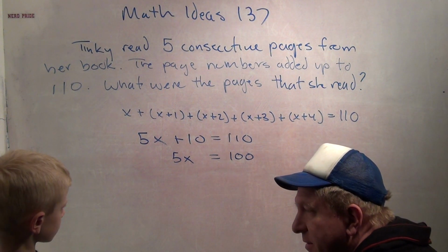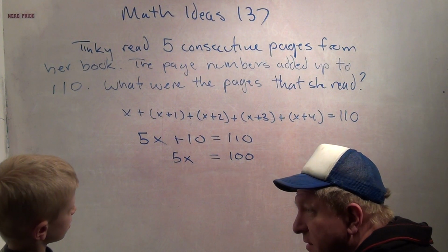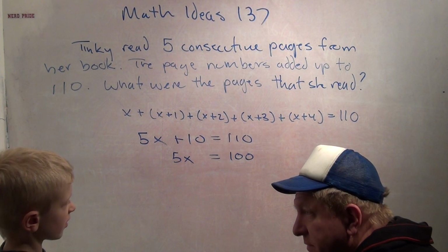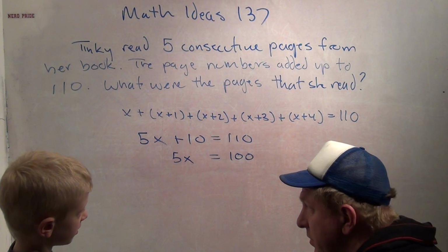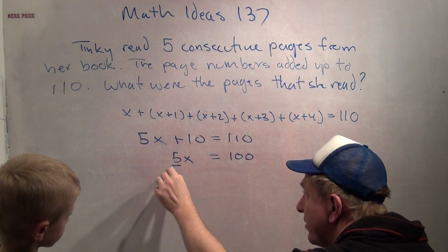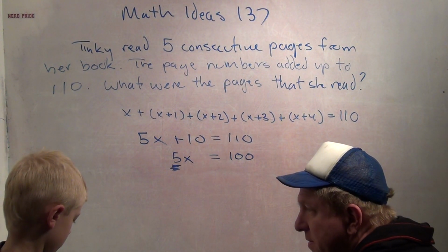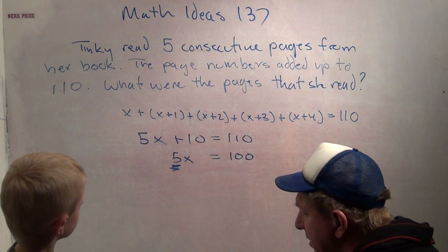What do you think? Do you know what 5 times 10 is? 5 times 10 is 50. Right, so it's got to be bigger than 10. 10 times 10 is 100, but we have 5, right? We're looking for a number that 5 times that number equals 100. Got to be bigger than 10.